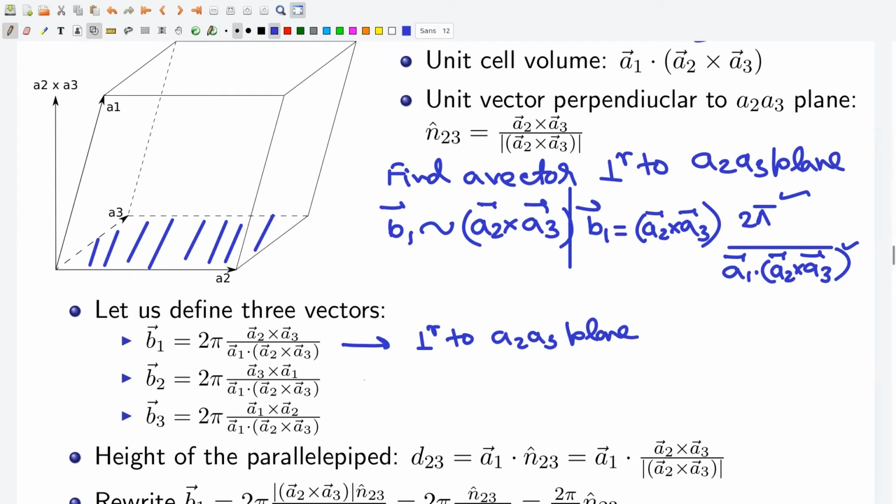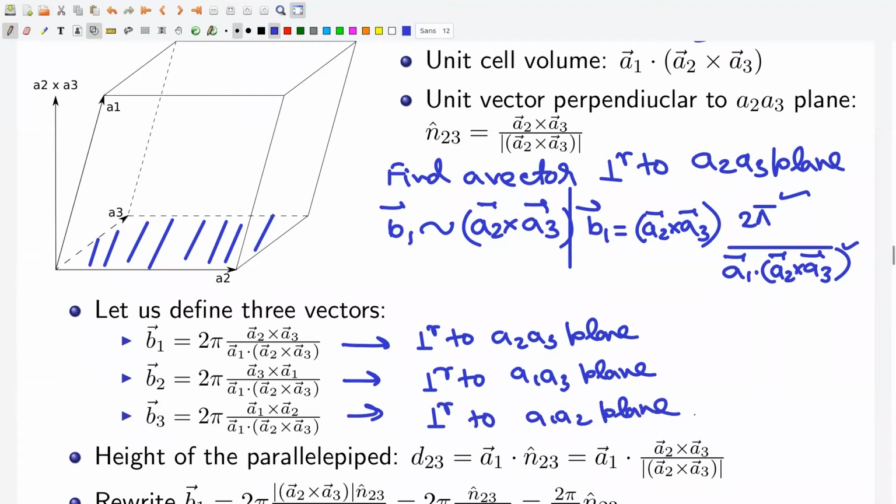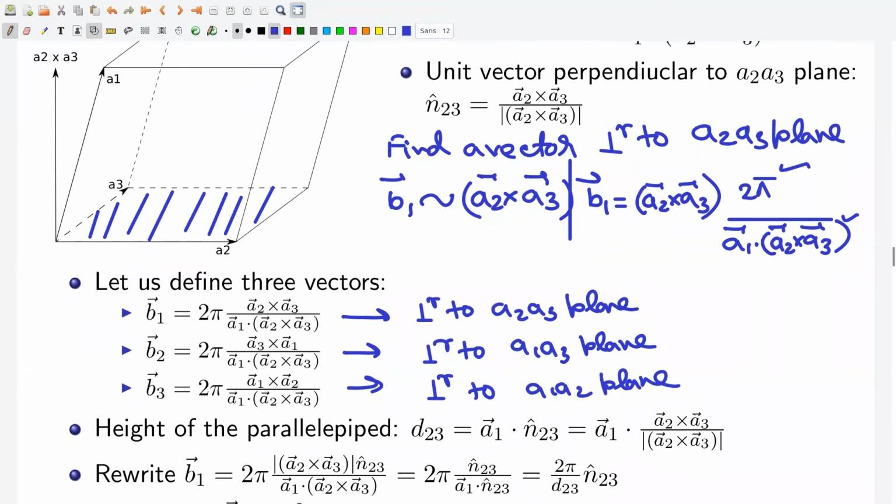Then we have another vector B2, which is perpendicular to the A1, A3 plane, and another vector B3, which is perpendicular to the A1, A2 plane. Now let us convince ourselves that the B vectors have a dimension of 1 over length and that their magnitude is the inverse of the interplanar distance. So let us take B1.